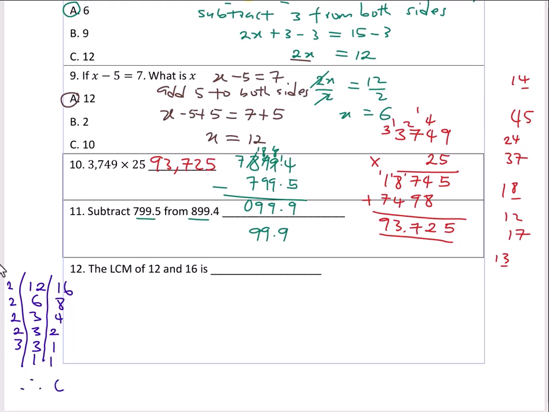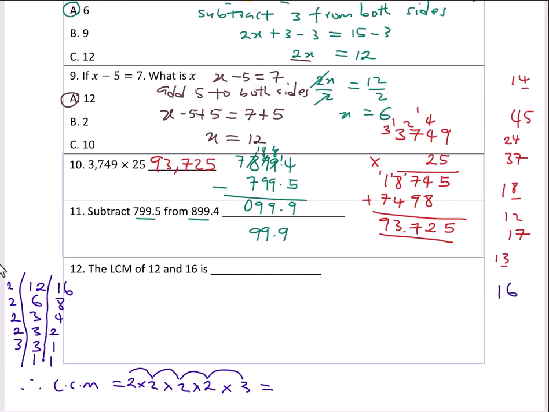So therefore LCM is equal to, we multiply all these values, 2 multiplied by 2 multiplied by 2 multiplied by 2 multiplied by 3. So that's just what we have here. So 2 times 2 is 4. 4 times 2 is 8. 8 times 2 is 16. 16 times 3. So let's just do that.